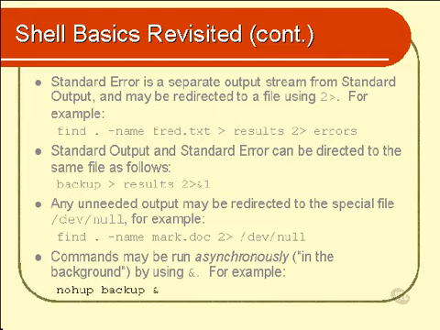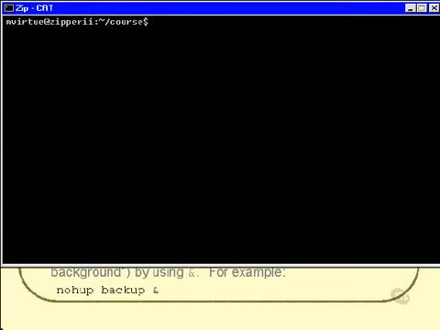Suppose I run the interesting little program called sleep, and I say sleep for 1,000 seconds, and it just sits there doing nothing. Now, if I wait long enough, if I wait for 1,000 seconds, which I'm not going to do, then I'll get my prompt back. In the meantime, I'll just type Control-C, which will interrupt it.